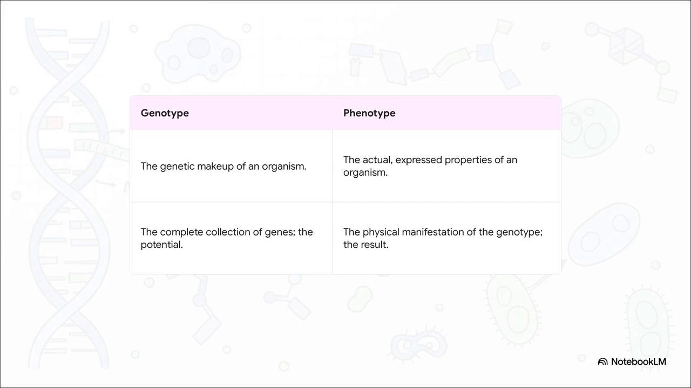And this brings us to a really crucial distinction: genotype versus phenotype. The genotype is the entire set of blueprints, all the genetic potential an organism has. But the phenotype is what you actually see. It's the finished building, the traits that are expressed, like a bacterium's color or, and this is a big one, its ability to survive an antibiotic.